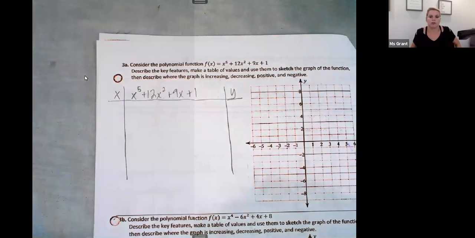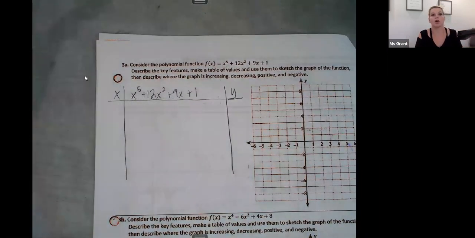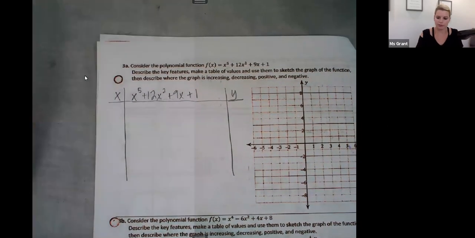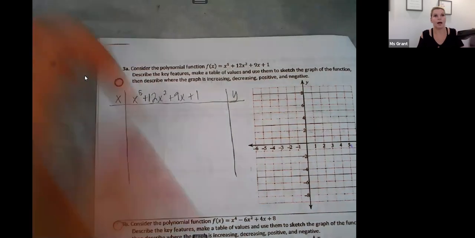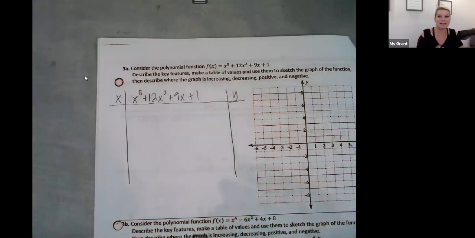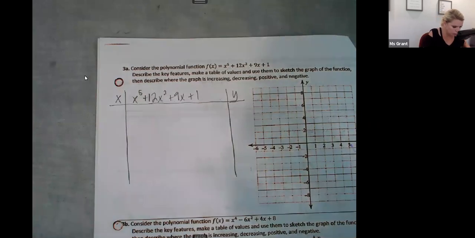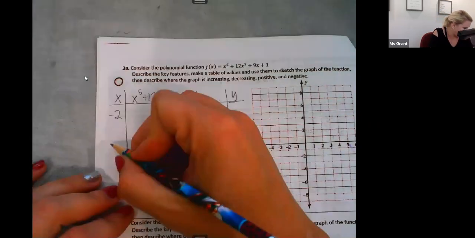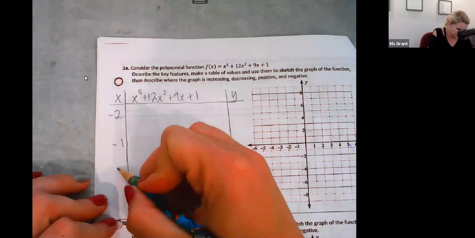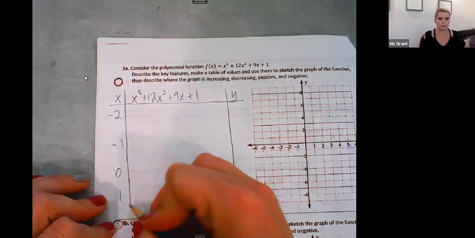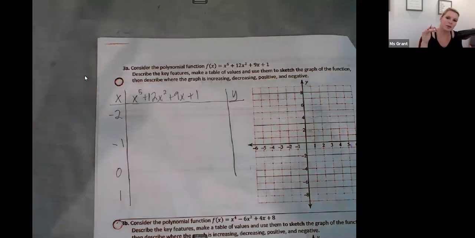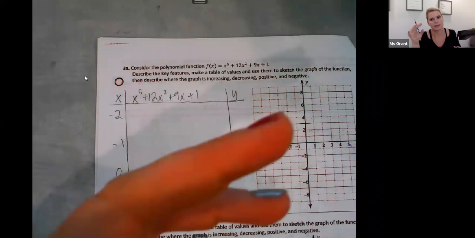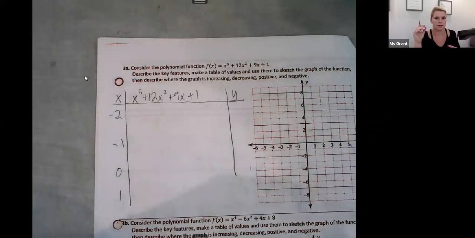So what number should I pick for x? That's always a question students ask. What should I pick for x? I think you should always pick small numbers, a little negative and a little positive. So I'm going to do -2, -1, 0, and 1. I want to see the left side of the y-axis and the right side of the y-axis.